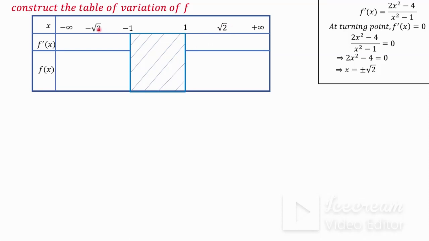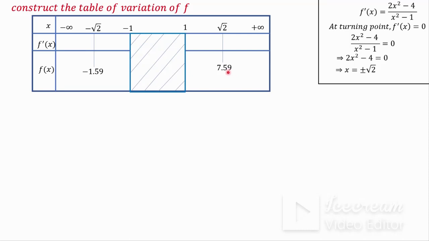We have to obtain the corresponding images, the y coordinates of our turning points, by substituting the values of x into our function f of x. For negative square root of 2, we obtain f of negative square root of 2 equal to negative 1.59. Doing the same for the square root of 2, we obtain f of square root of 2 equal to 7.59. We also calculated the limits at the bounds of the domain, so we have to take note of that.